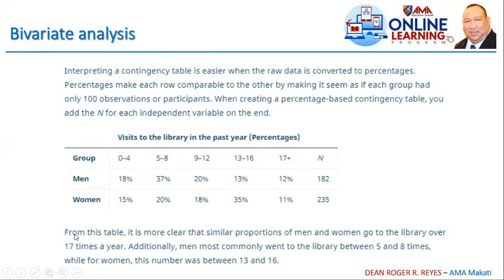Now, let us try to interpret. From this table, it is more clear that similar proportions of men and women go to the library over 17 times a year. So similar proportions, 11 and 12. Additionally, men most commonly went to the library between 5 and 8 times kasi 37% ang pinakamataas na percentage. While for women, this number was between 13 and 16 kasi ayan, 35%. So halos pareho silang 37, 35%, and they are the majority. Okay.